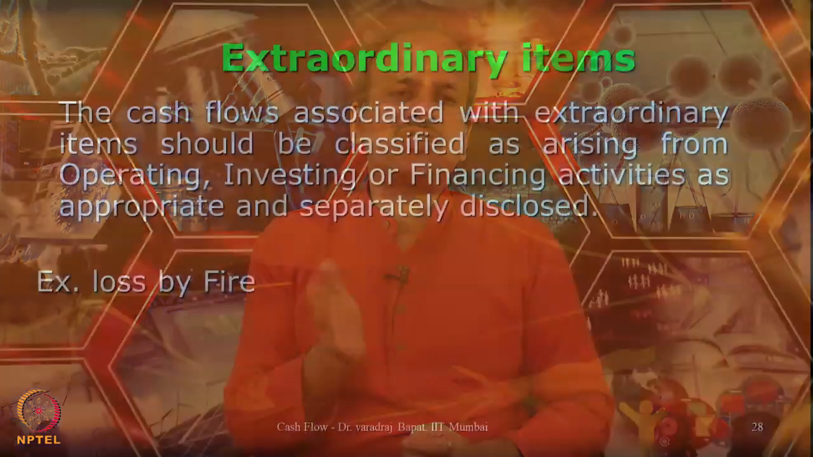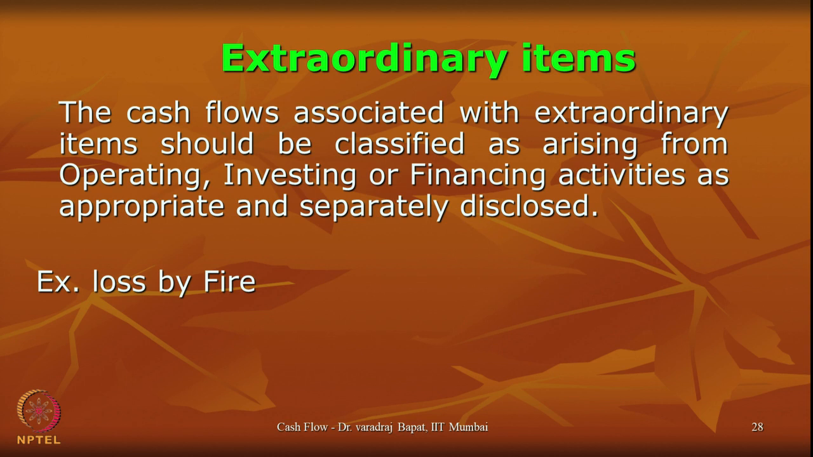The next one is about extraordinary items. I hope you remember the extraordinary items which we had discussed. Now if the cash flows are associated with extraordinary items, they should be shown under the respective heads but separately disclosed. So for example, if there is a loss by fire, extraordinary means a major loss, a mega loss by fire, then under what head will you categorize it? As operating or as investing or as financing? What do you feel?